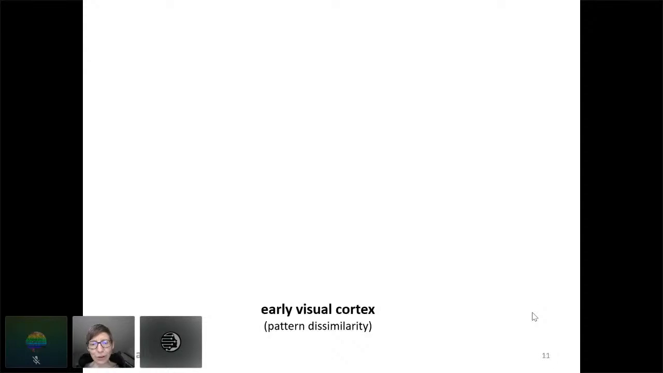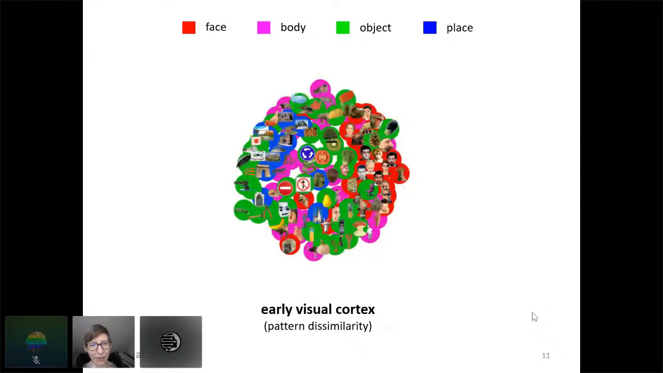So let's first look at the early visual representation. This is going to be an MDS plot again. And here I've color-coded the images by category. So what we see here is that we already see some clustering of places in blue and faces in red. So now the question is, can we actually predict from this representation how strongly PPA is going to respond to these images? So if we could linearly predict the activation level of PPA, then we should be able to place a ramp over this space that predicts the PPA activation level.